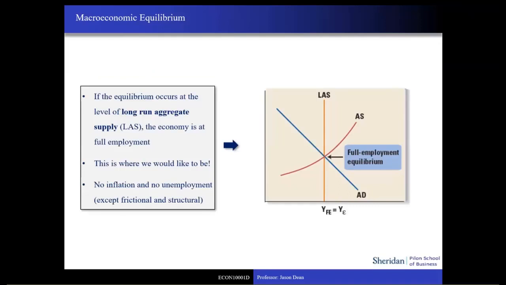Okay, so now if this short run equilibrium happens to be right on the long run aggregate supply curve, that's great. That's exactly where we want to be. There's no inflation and no unemployment. Of course, there would be some frictional and structural unemployment, but this is the best we could get. We're producing at our potential GDP.